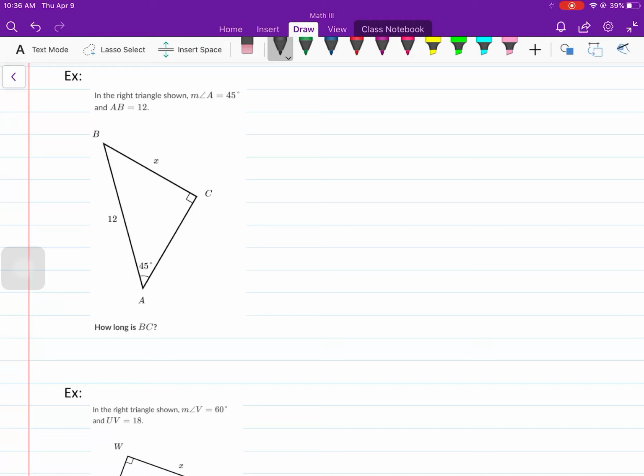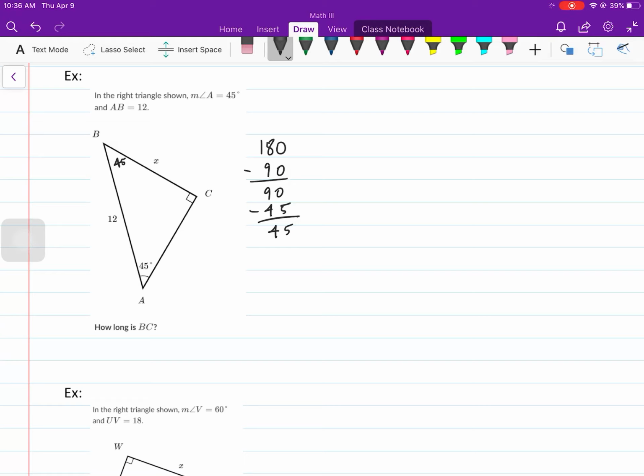All right, in this first example, they're giving us a 45-degree angle and a 90-degree angle. If you remember, all these angles have to add up to 180. So if you take away the 90 degrees, you get 90, then take away the 45, leaving you with 45. So that means that this last angle has to be a 45-degree angle. So it fits that profile of a 45, 45, 90 triangle.